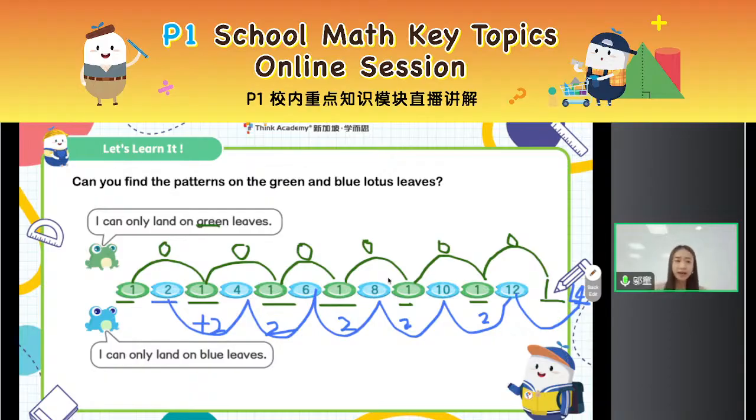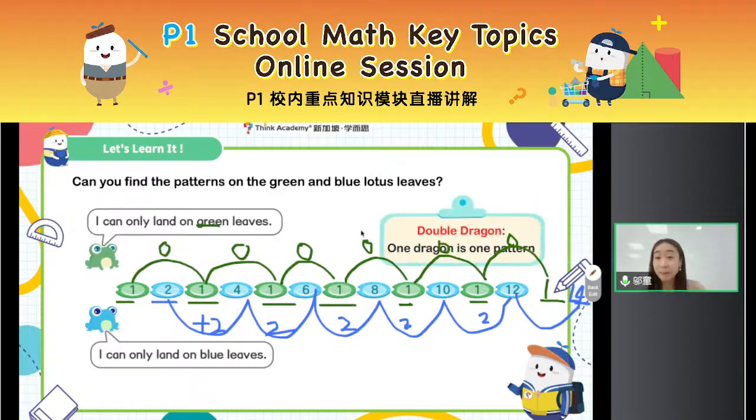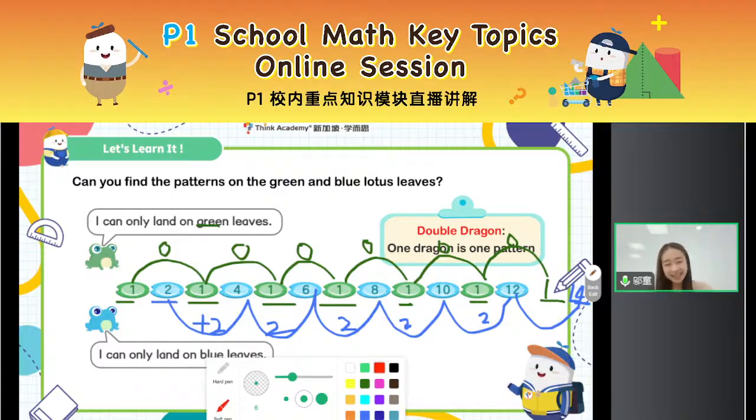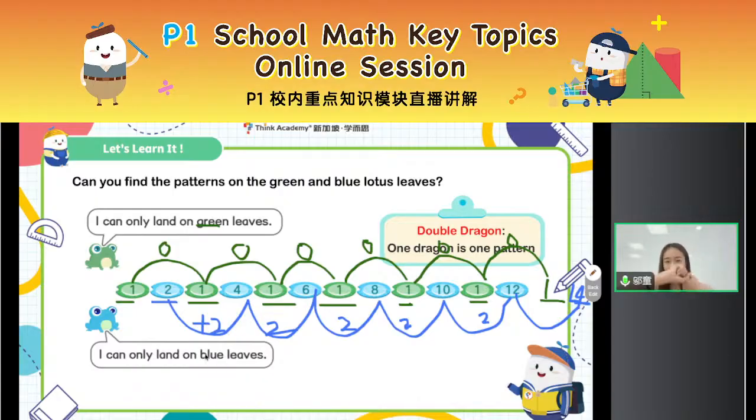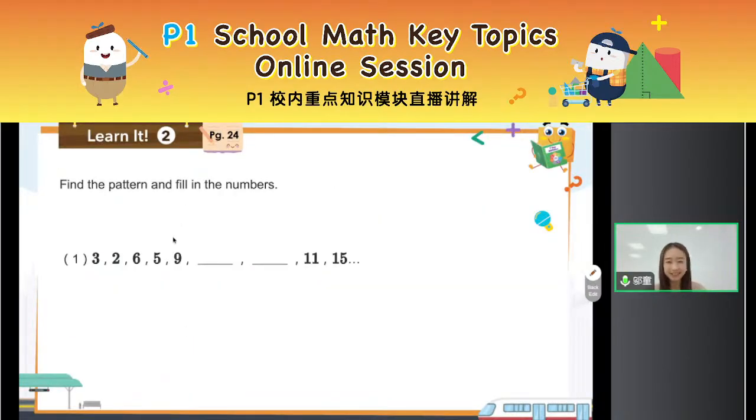So now you can see, if we combine the two little frogs together, they form a double dragon pattern. Why call it a double dragon? Look at my bridges here. Do you feel like it looks like the Chinese dragon? Oh, they're twisting together, right? The first bridge is one dragon, and the opposite one is another dragon. But the two dragons have different patterns. There is a difference here.